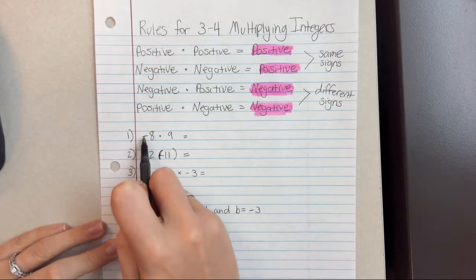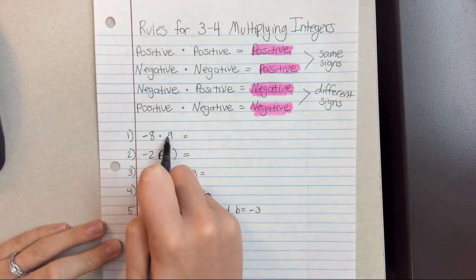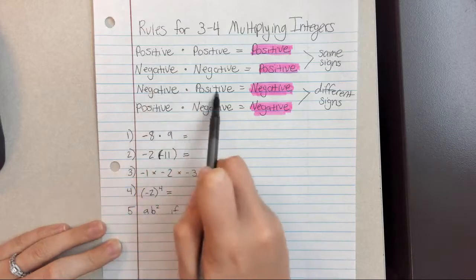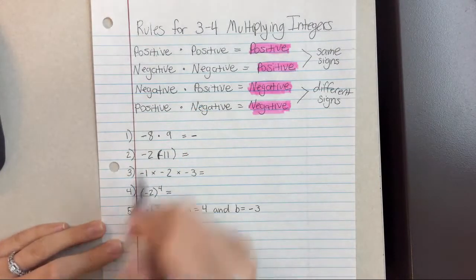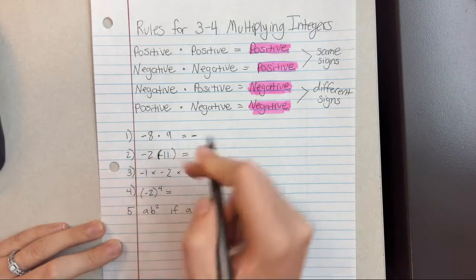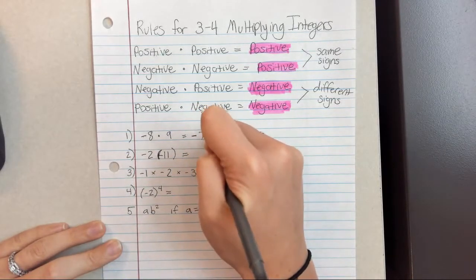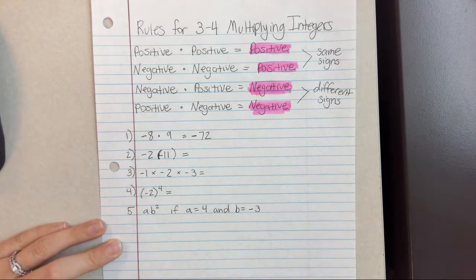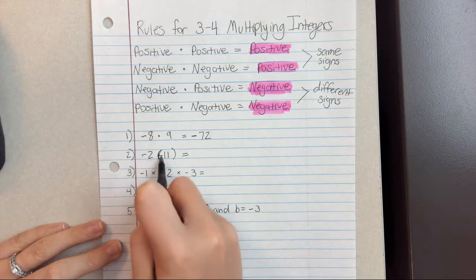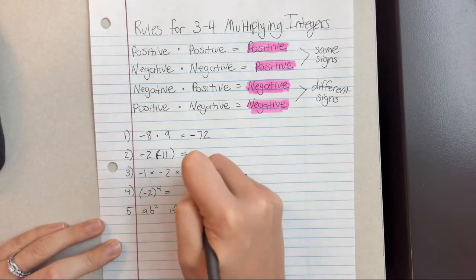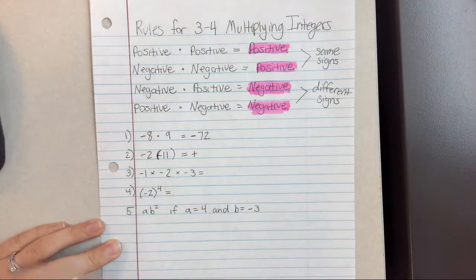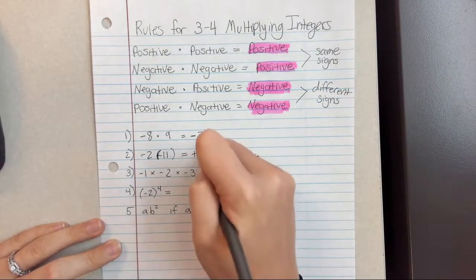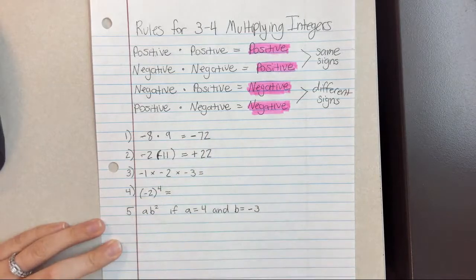We looked at it and we said, okay, here's a negative times a positive, and we know a negative times a positive is a negative because they're different signs. And then you'd have to figure out 8 times 9, and you should know that that's 72. If not, you can use your multiplication chart to help you. The next one, negative times a negative, would be a positive because they're the same signs, so it would be a positive. And 2 times 11 is 22.